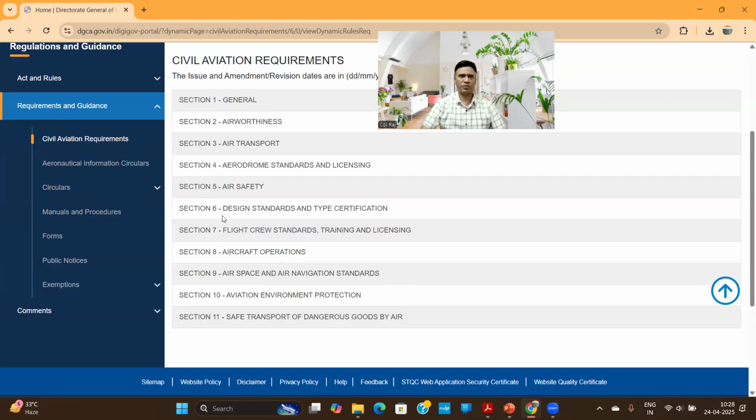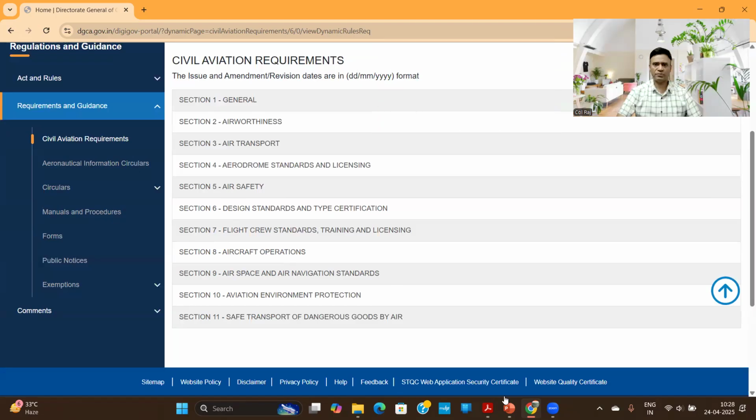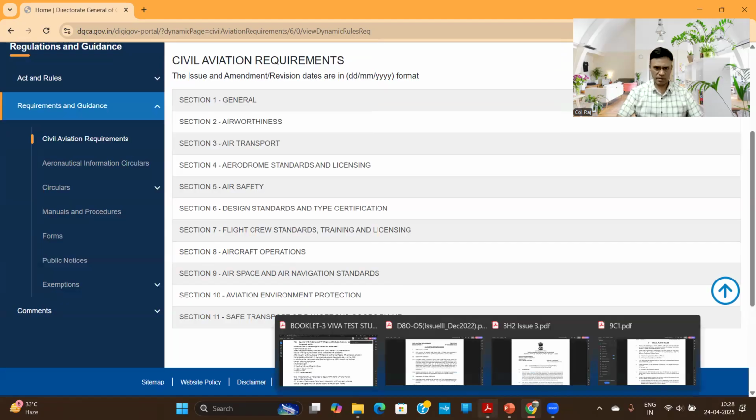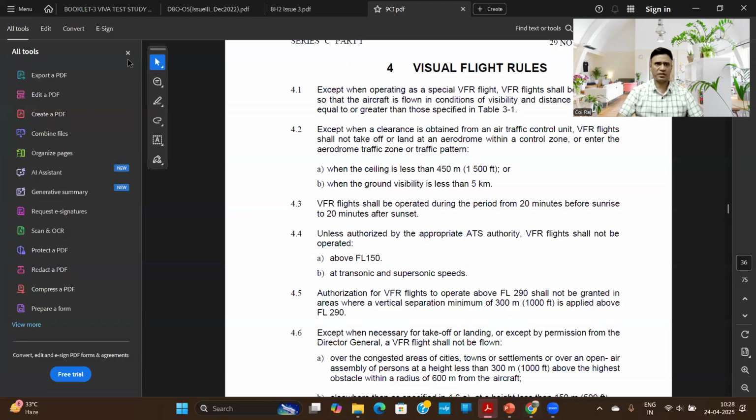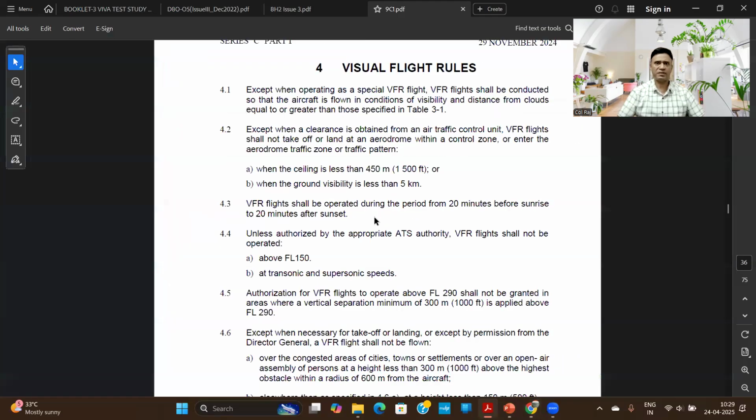So most important for all of us is to know series 7 and 8. These are the ones which keep hitting us again and again. Now, what are the CARs, civil aviation requirements, which are relevant to our small aircraft or helicopter operations? The first is 9C1, which talks about the rules of the air, where visual flight rules are given.